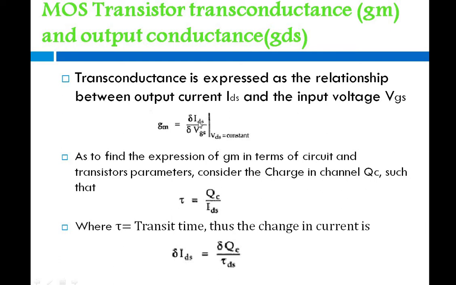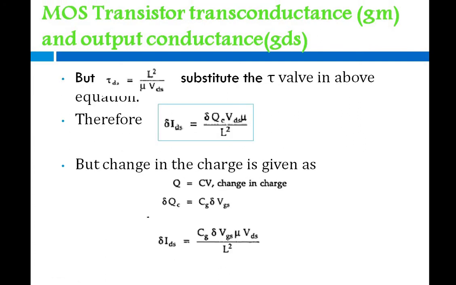So from this equation, can I get the IDS value? Where tau is equal to the transit time, IDS is equal to QC by tau. Can I write like this? Yes. So delta IDS is equal to delta QC divided by tau ds. Tau ds is nothing but the transit time, correct? Tau ds is equal to L square by mu VDS. L is the length of your channel. In the previous section we discussed clearly what tau ds, the transit time, is and how you get that. So your tau ds is equal to L square divided by mu into VDS.